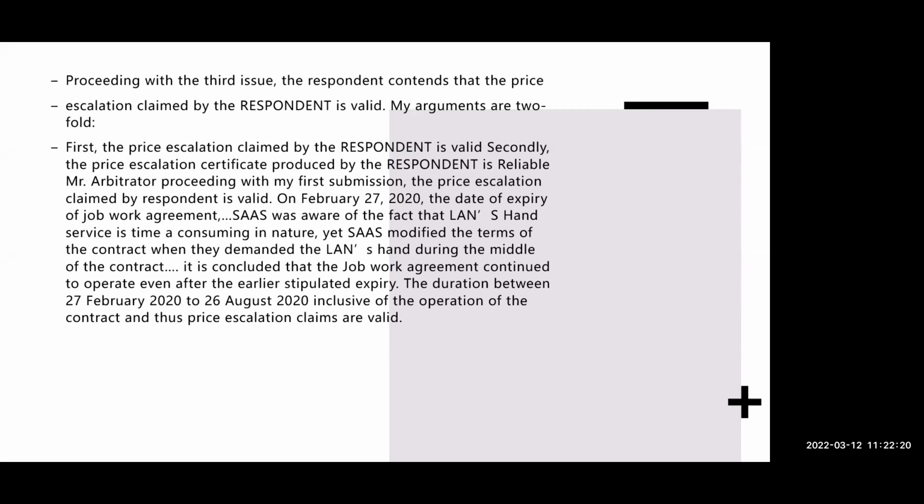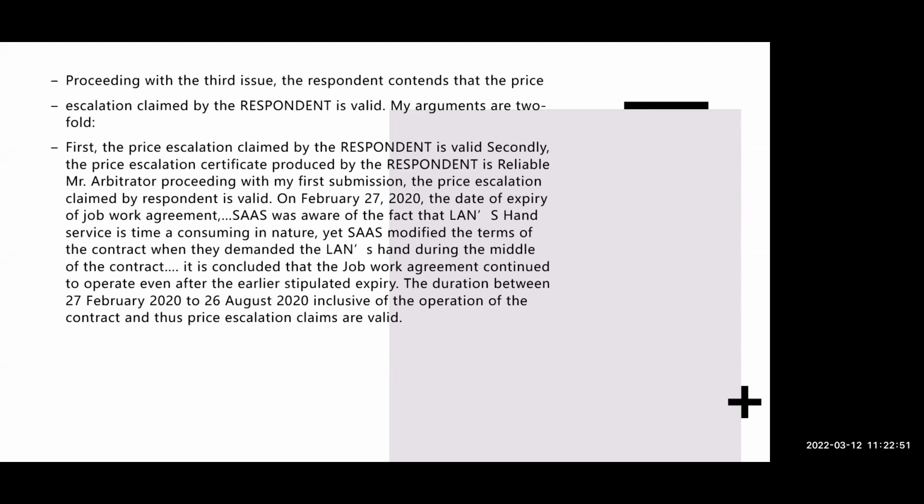So you see, when you are directly arguing, you don't have to start with a "whether," because that "whether" is an issue, but here you are directly asserting your claims. So you go directly with the argument, what is your contention or what is your assertion, okay? So here they simply went that the price escalation which was claimed by the respondent is valid. And then you keep it very simple. Your arguments are twofold. The first, the price escalation claimed by the respondent is valid.